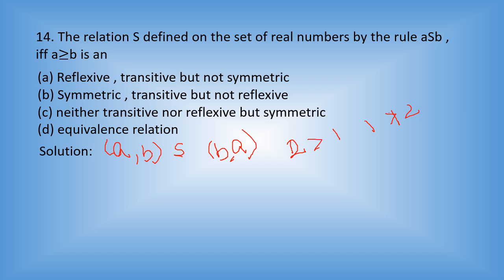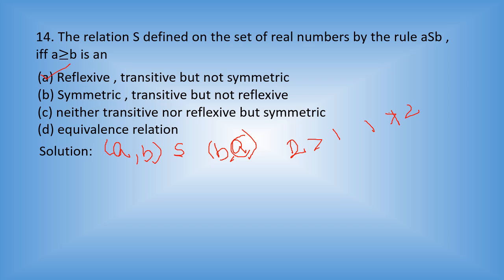If you check with the transitive, maybe transitive. (A, B) belongs to the relation S and (B, C) belongs to the relation S, then (A, C) belongs to the relation S here. Therefore, clearly this is reflexive and transitive but not symmetric. So, A will be the answer here.